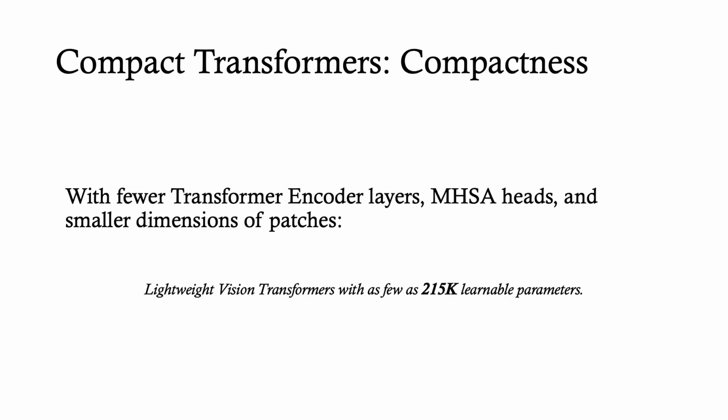To design compact transformer models, the first thing we can do is to make them smaller and compact, and we can do this literally. We can propose models with fewer transformer encoder layers, fewer multi-head self-attention heads, and smaller patch dimensions. In fact, we designed very lightweight vision transformers with as few as 200,000 learnable parameters, and they still work relatively well.